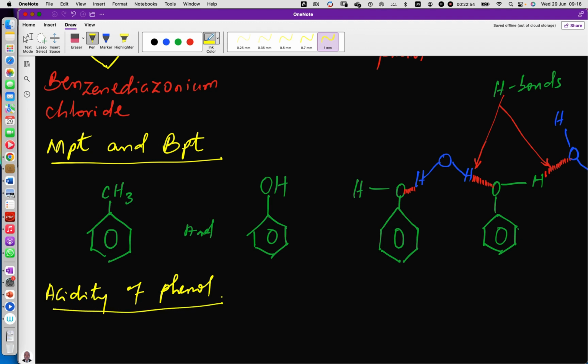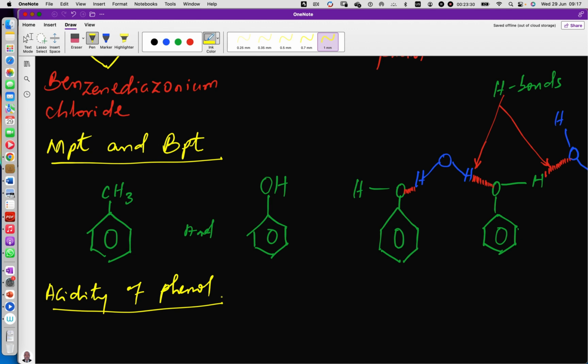Phenols are slightly acidic. The main reason is that the OH group, like an acid, is a proton donor, and the acidity depends on the ease with which the compound donates the proton. The easier it donates the proton, the stronger the acidity. So phenols are slightly acidic.